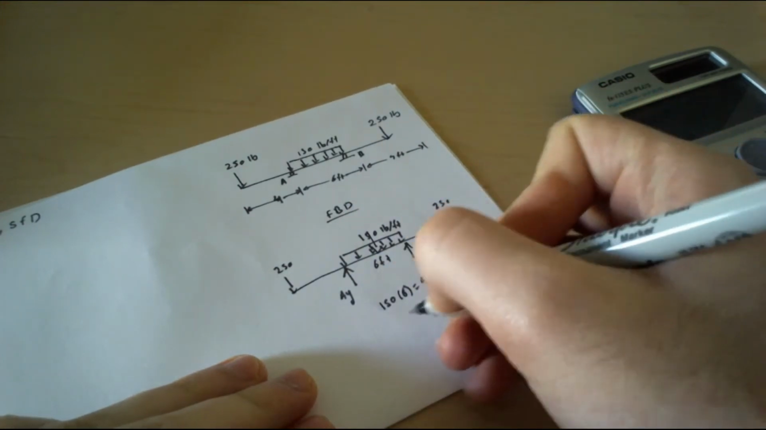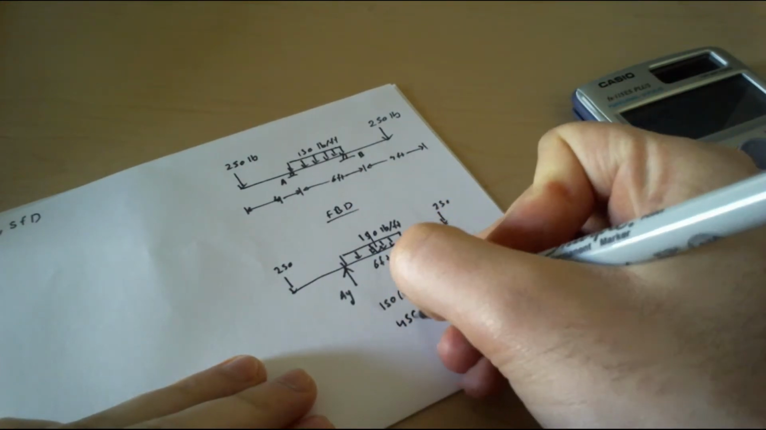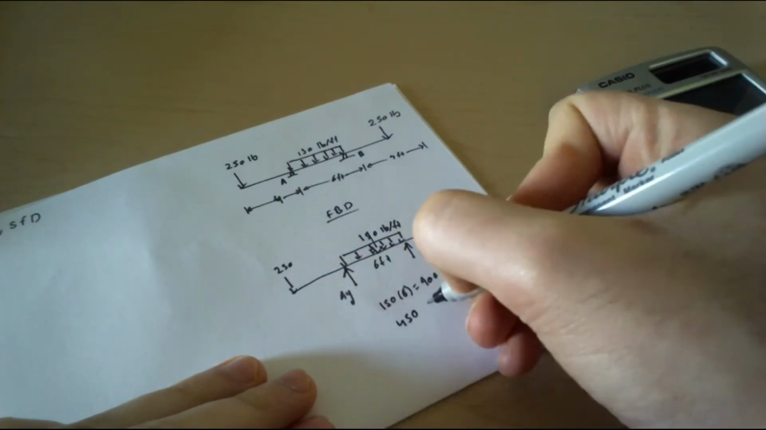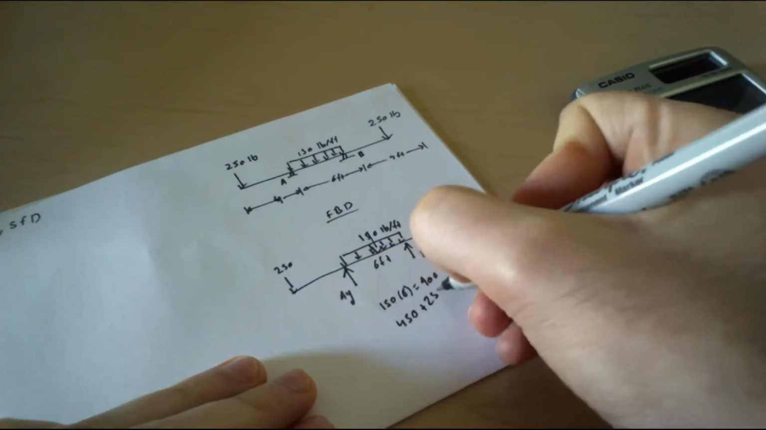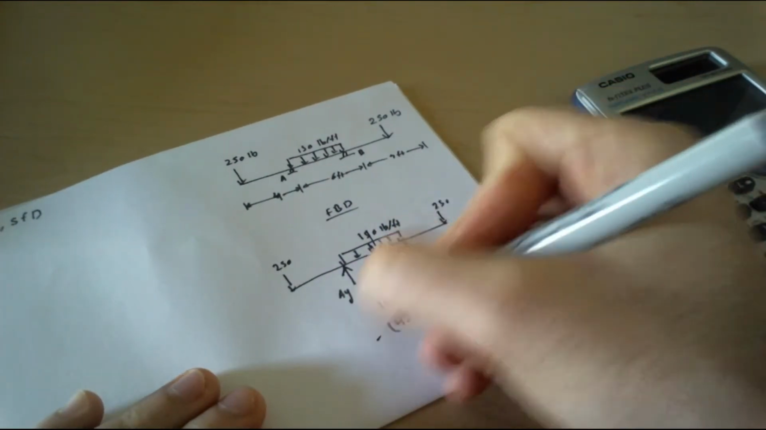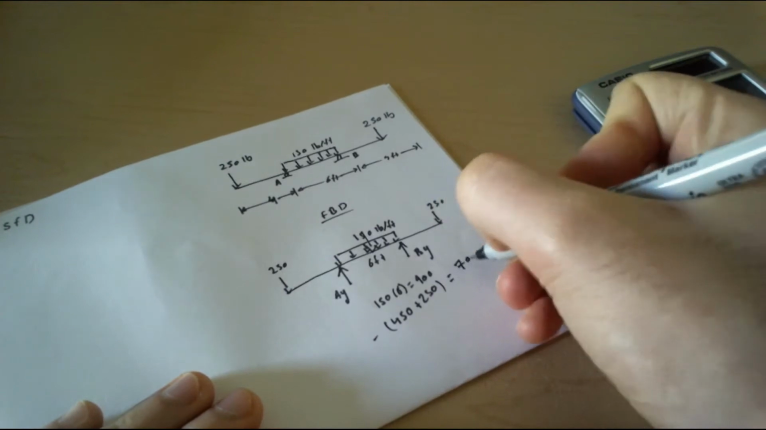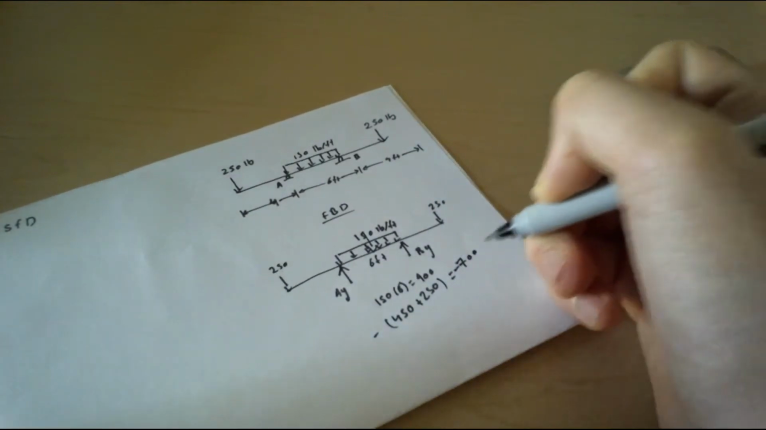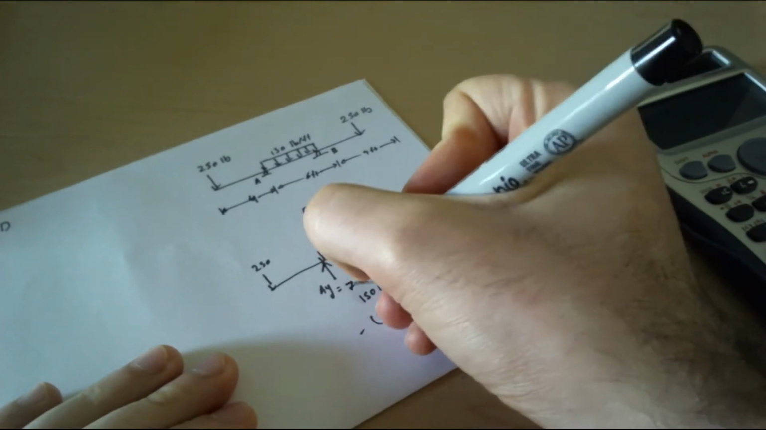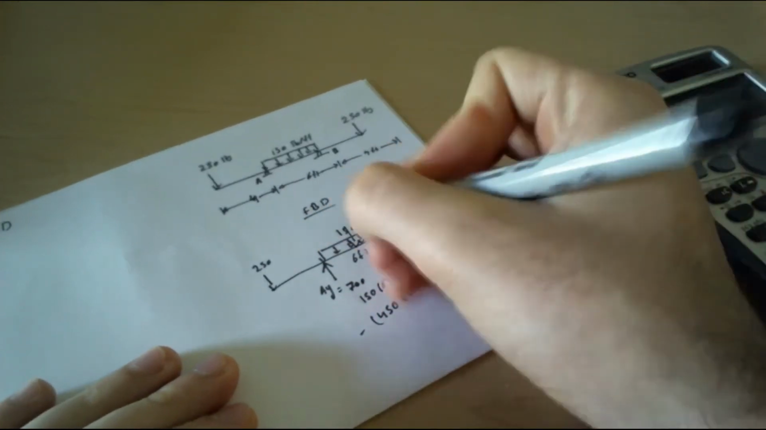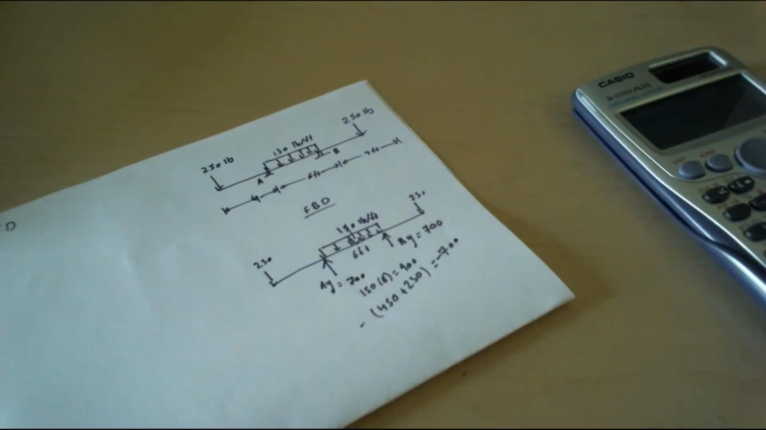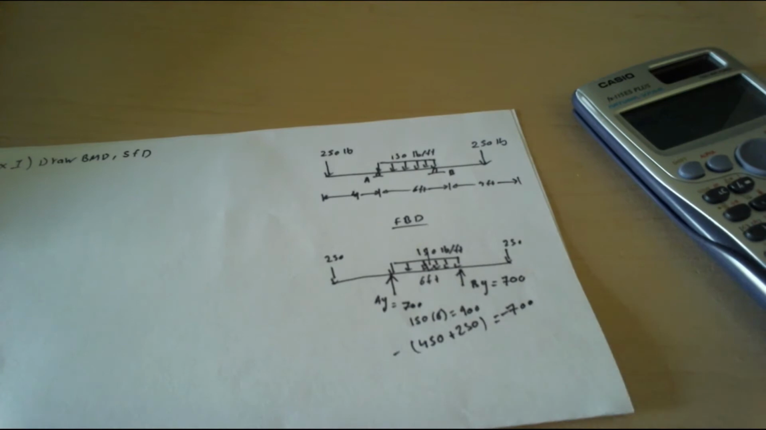So half of 900 is 450. And we have 250 going down, and this was going down too. So plus 250, since they're both going down, they're negative, equal to negative 700. That means AY is 700 since it's going up, and this forces BY to be 700. That easy.